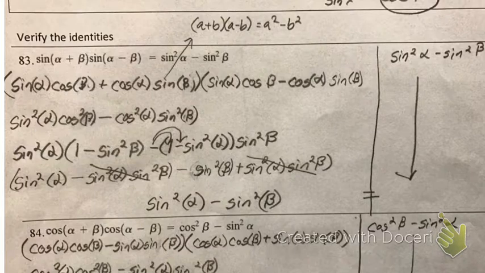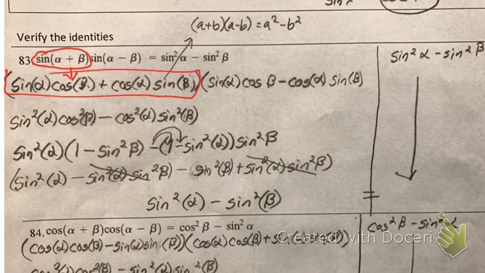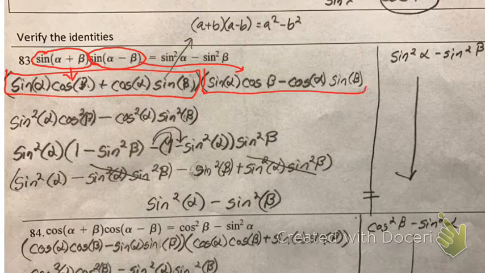So on 83, I'm going to recognize right off the bat that I need to rewrite sine of alpha plus beta, which is right here. Then I'm going to rewrite sine alpha minus beta, which is right here. Once again, this turns into either I know the formula or I don't know the formula. Then you just need to distribute. This is a binomial times a binomial.